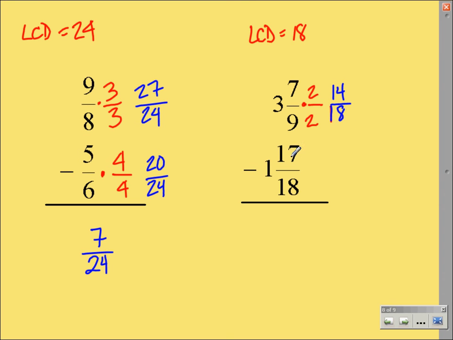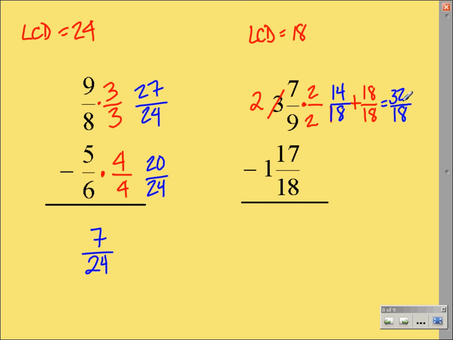Well, I can't do that, so I'm going to have to borrow. I'm going to borrow from the whole number. So borrowing from 3 will make that 2. And then I'm going to add a whole number over here. So I'm going to add 18 over 18. When I add 18 over 18, this will change this now to have 18 in the denominator, and in the numerator I'm going to have 32.